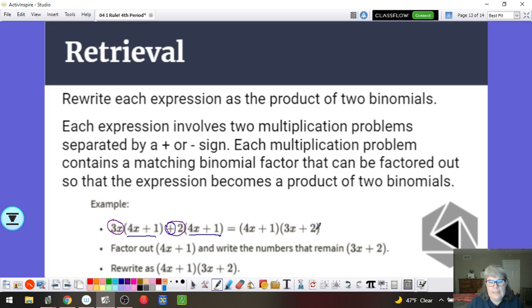What's really happening is we're doing the distributive property backwards. I have to take 4x plus 1 times the 3x, and I have to take 4x plus 1 times the 2 to get the full expansion of this, but we're just writing it as 2 binomials.